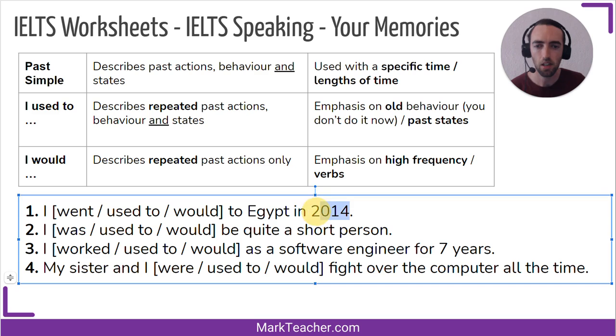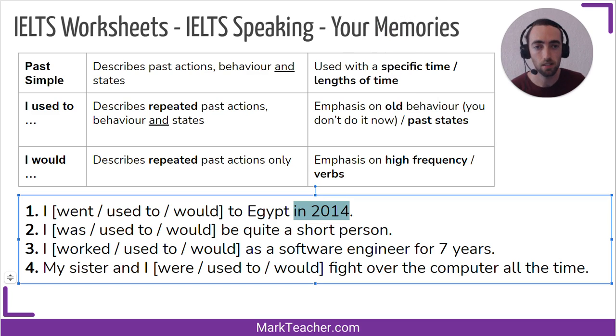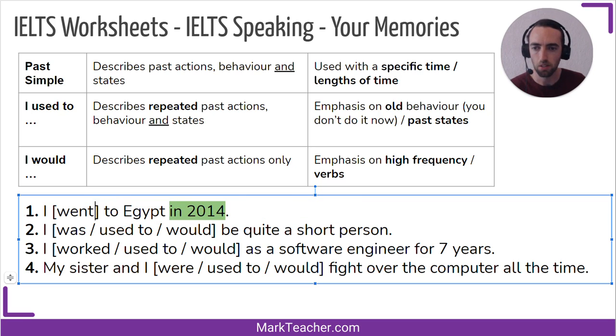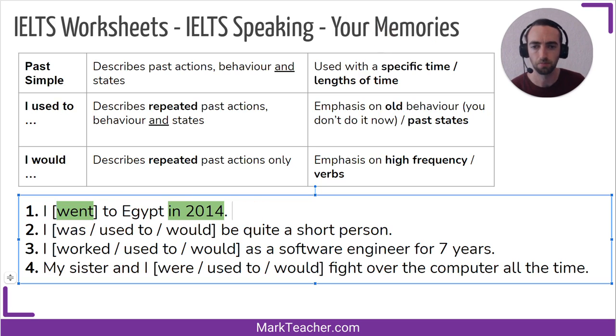Here you can see a specific time, 2014. So, clearly, we should use the past simple. In this case, I went to Egypt in 2014. So specific time in the past, past simple.